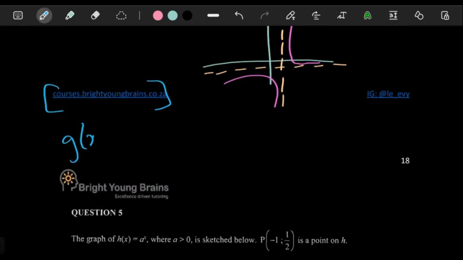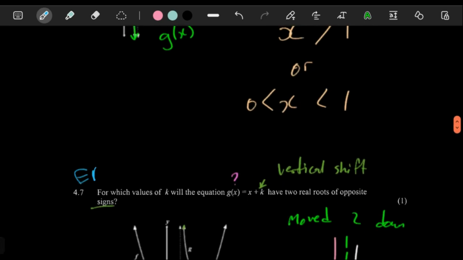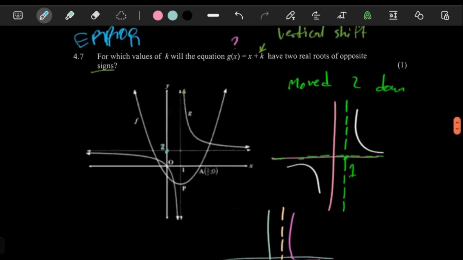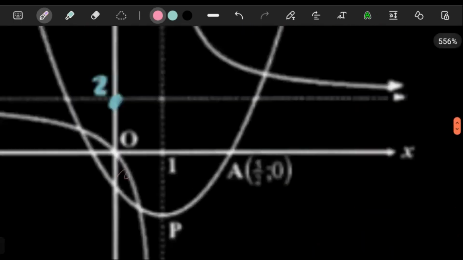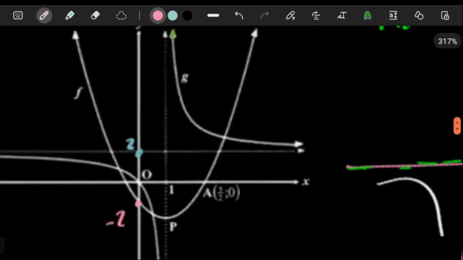G of x cannot have two roots. There's an error with this question. If they had been talking about f, that makes sense, because my suspicion is that this x-intercept here is probably a -2. That's my suspicion. Let's see here.